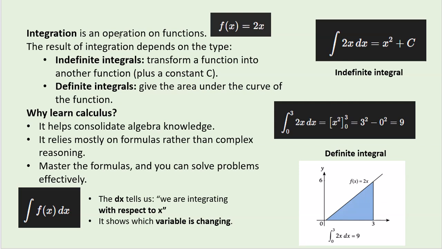So integration is an operation on functions. You can see an example of a function here, f of x equals 2x. This is a stable function, constant, doesn't change. The result of integration depends on the type. So we have indefinite integrals and definite integrals.